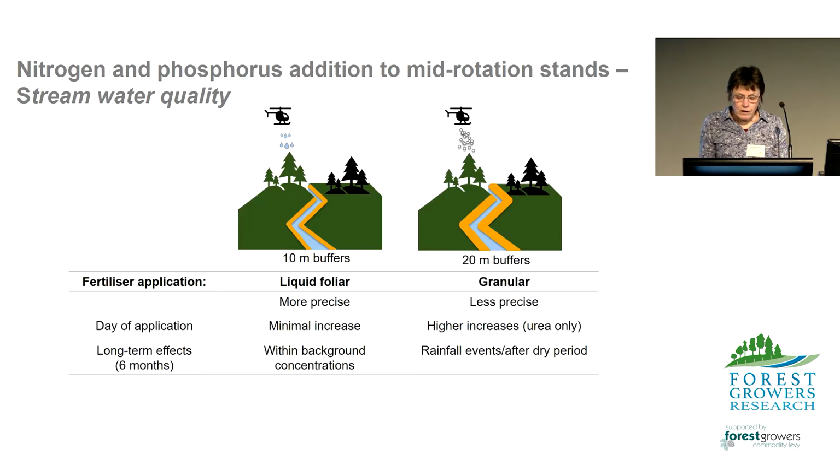In general, the liquid foliar fertiliser applications had minimal impacts on water quality on the day of application. Nutrient concentrations were mainly within background rates for the remainder of the trial period. We found similar results for the granular DAP application, but for the urea, we picked up spikes in nitrogen in the stream water on the day of application, or we would pick up a spike in rainfall events shortly afterwards that were sufficient to initiate drainage.